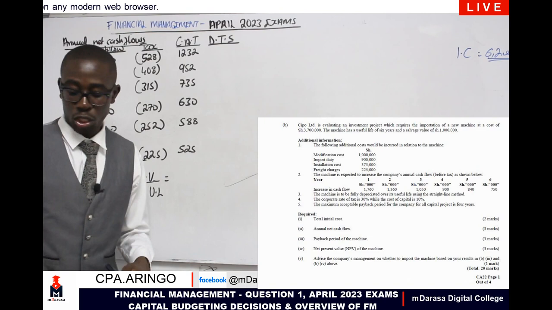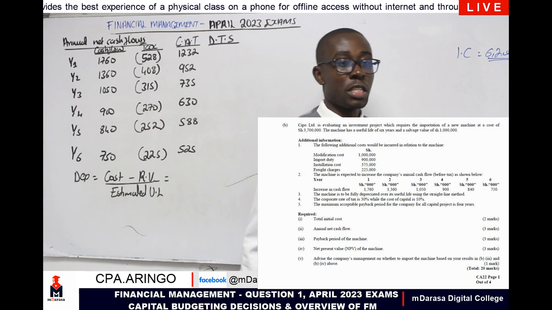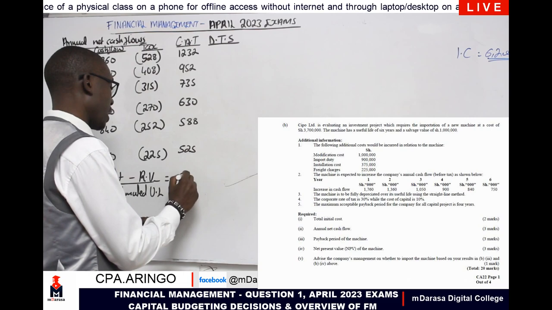So the cost of the machine. How much was the cost of the machine? Here we are given 3.7. That is the cost of the machine. In that case, the machine is to be fully depreciated over its useful life. Remember, that is the cost we had, but we need to consider our initial investment, our initial cost, which we had already computed, which was 6.2, after we added all those elements. So ideally, the total cost of this machine is 6.2.